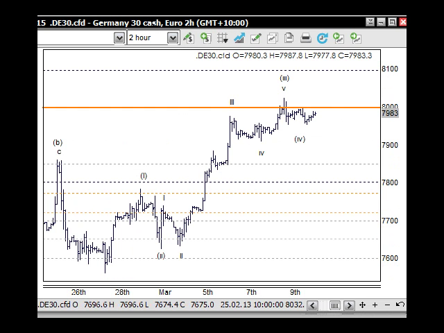The European markets are the same, same but different, but this is the DAX here, and look, quite simply, we're working with 8,000 here. Number 8's a profit-taking number.